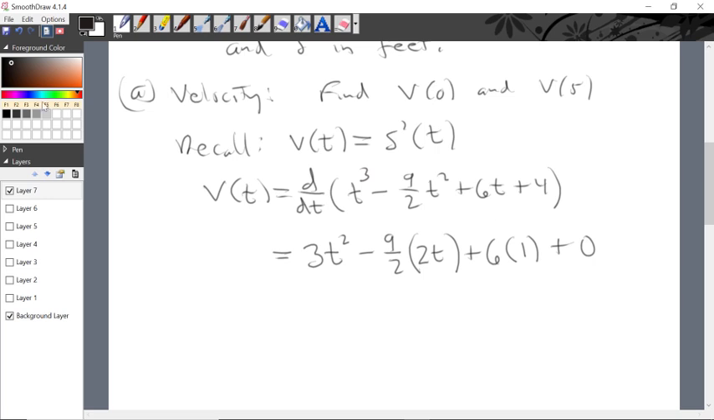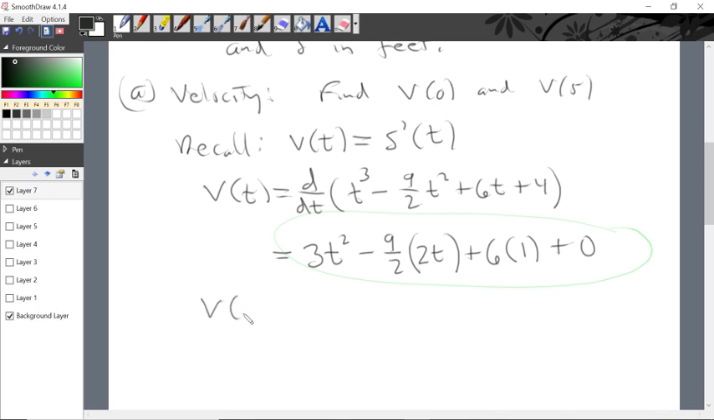Okay, but now we're not done with the exercise yet. We're not just asked to find the derivative and be done with it. We found the derivative because it was an application here, right? The velocity function is the derivative of position. But now in fact we want to evaluate the velocity function at 0 and 5.